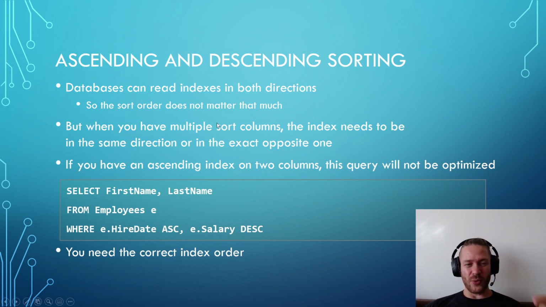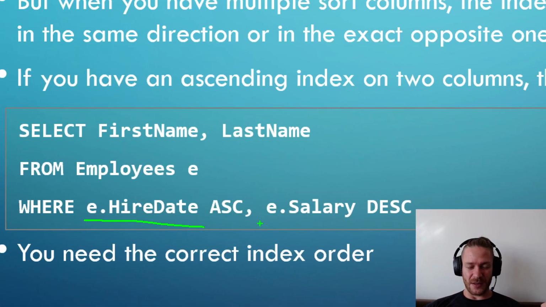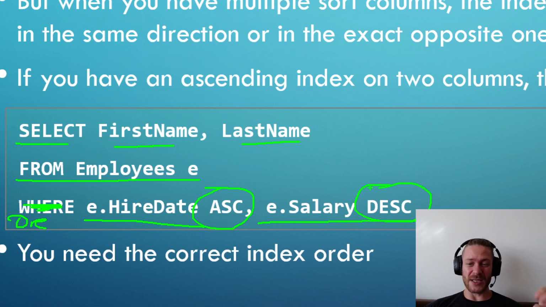But when we have multiple sort columns, for example like this one and then this one, we need to get some data from a table, and this is wrong, this should be order by, and we want to order by the results first by hire date and then by salary. The hire date is in ascending order and the salary is in descending.